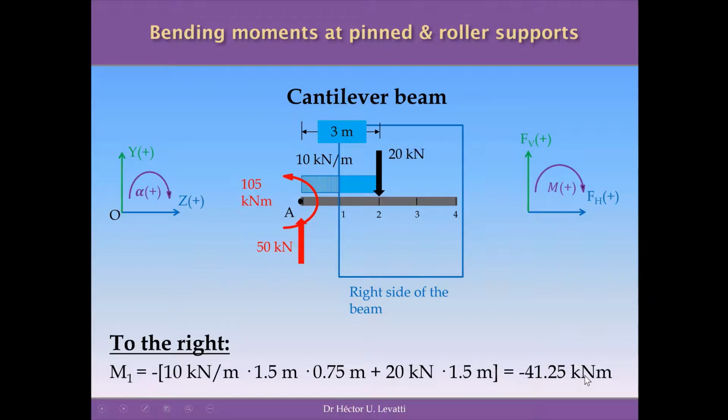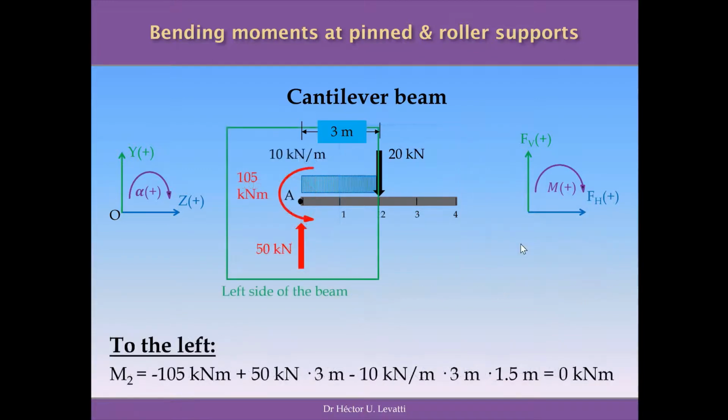Calculating this simple equation, we arrive at the same value as before, minus 41.25 kilonewton meter. So consistency again. The value of the moment to the left or to the right has to be the same in value and in sign. This is hogging again, so it's a negative moment definitely.